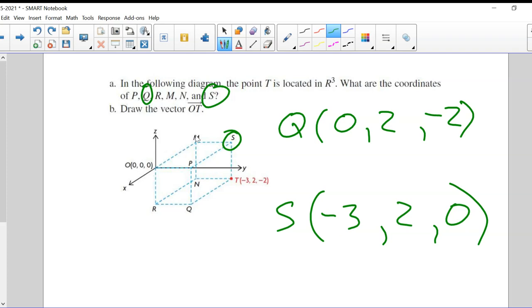So that's the -3 there. I'm going to go across the y-axis at 2. So that makes sense. 2 to the right, that is. But I'm not moving along the z-axis at all. So it should be 0. Okay? Kushi, I think Sarah beat you to the point. Never mind.